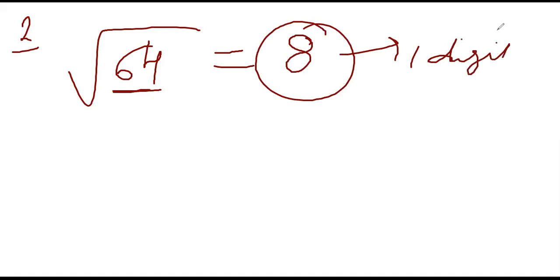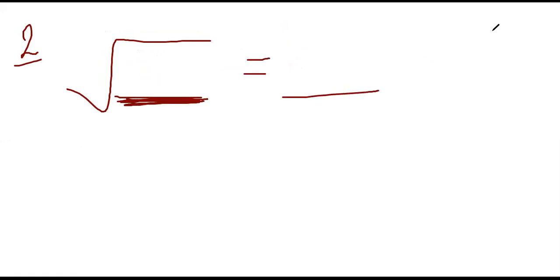So how to do this? There is a formula to find it out. In square root, if there is an even number of digits, then directly divide by 2 and you will get the number of digits, right? If there is an odd number of digits, then we will add 1 and then divide it by 2, and then you will get the number of digits.